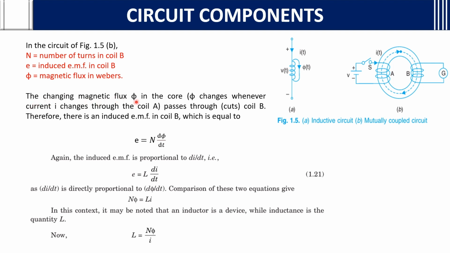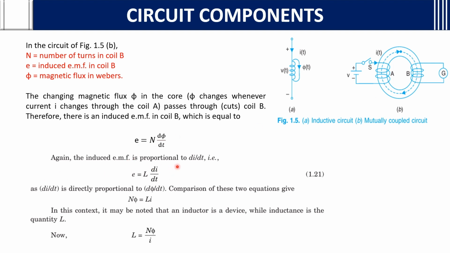The magnetic flux in the core, phi, changes whenever the current i through coil A changes, and this flux passes through coil B. Therefore, there is an induced EMF in coil B. So E is equal to N dφ/dt. The induced EMF is equal to the number of turns in coil B times dφ/dt.